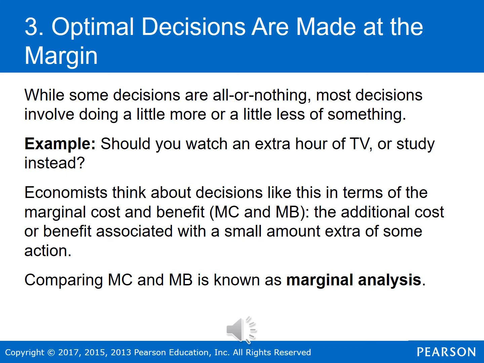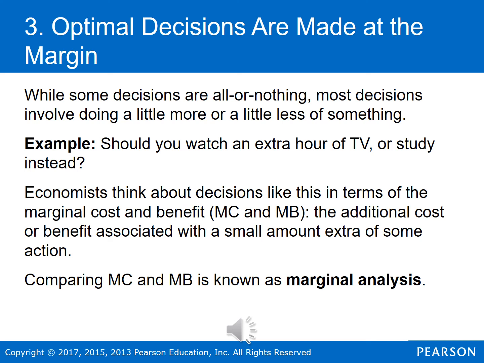The final assumption is that optimal decisions are made at the margin. While there are a few things we decide that are all-or-nothing decisions, most decisions that we make involve doing a little more of something or a little less of something, buying a little more of something or buying a little less of something than last time. So when we talk about marginal, what we mean is the next unit.